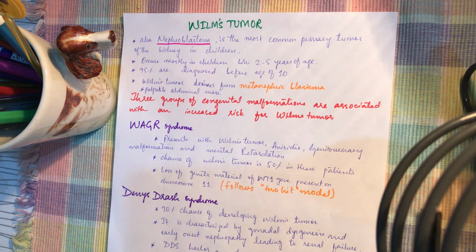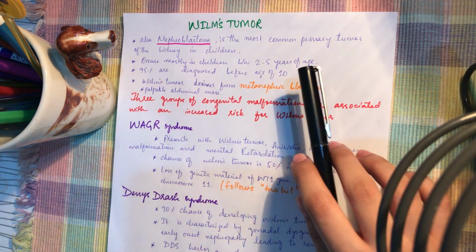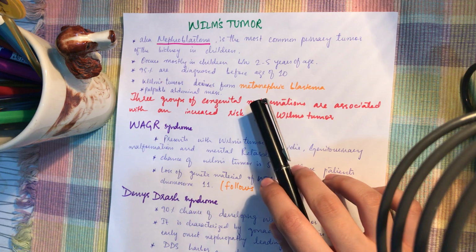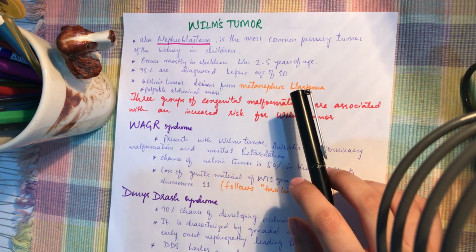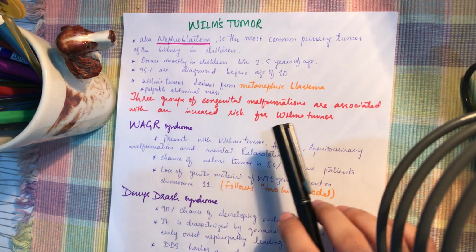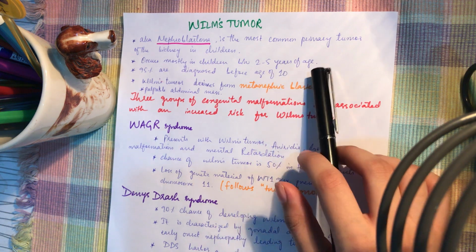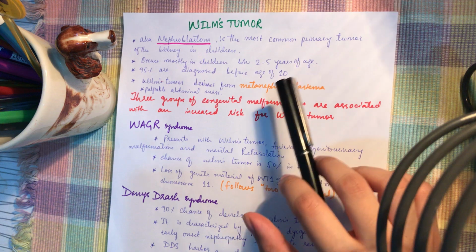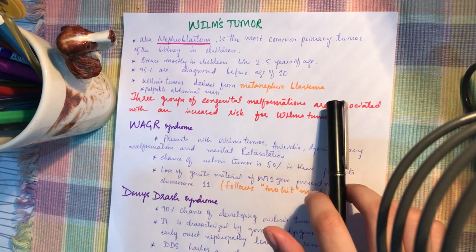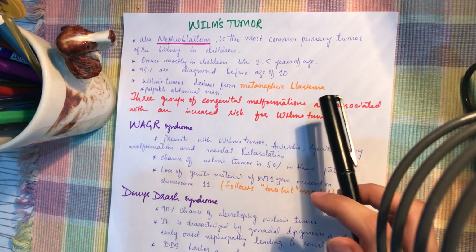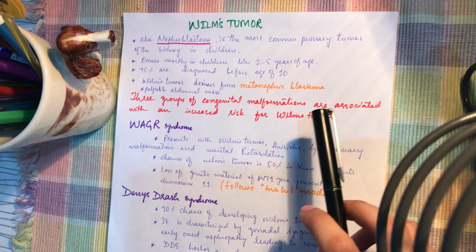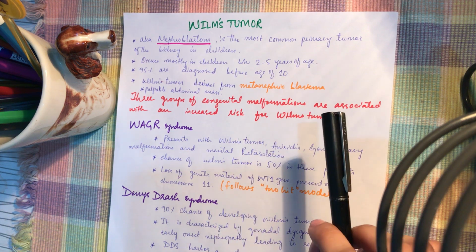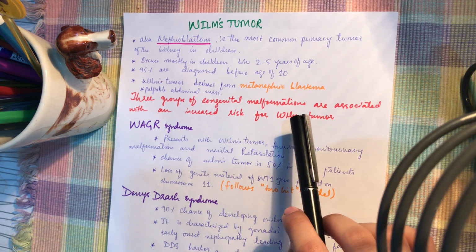Everyone, so here I am today with a new video, that is the Wilms tumor, which is also known as the nephroblastoma. It is the most common primary renal cancer in children. It occurs mostly in children between 2 to 5 years of age, and 95% are diagnosed before age of 10. Wilms tumor derives from the metanephric blastema, which is the embryonal structure that gives rise to kidney, and the important clinical feature is the palpable abdominal mass.